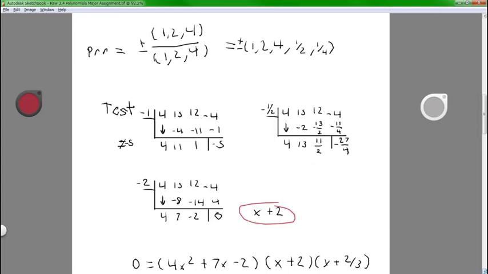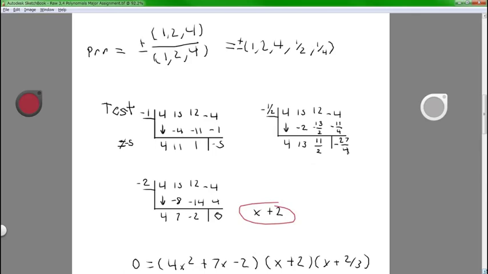Negative 2 times 4 gives you negative 8. 15 minus 8 is 7. 7 times negative 2 is negative 14. 12 minus 14 is negative 2. Negative 2 times a negative 2 gives you a positive 4. Negative 4 plus positive 4 gives you 0. Hooray! We've done synthetic division again, which gives us the factor of x plus 2.